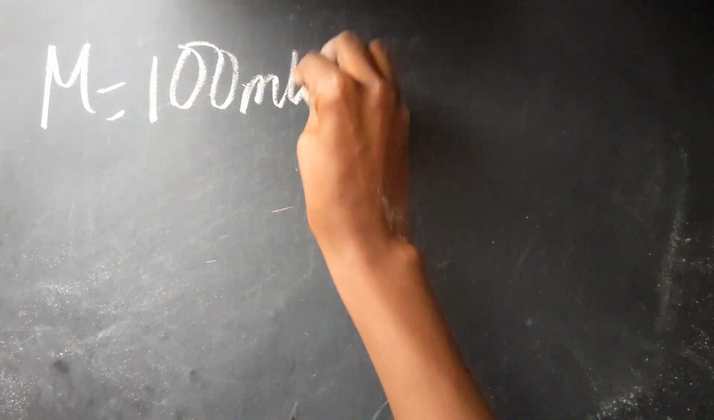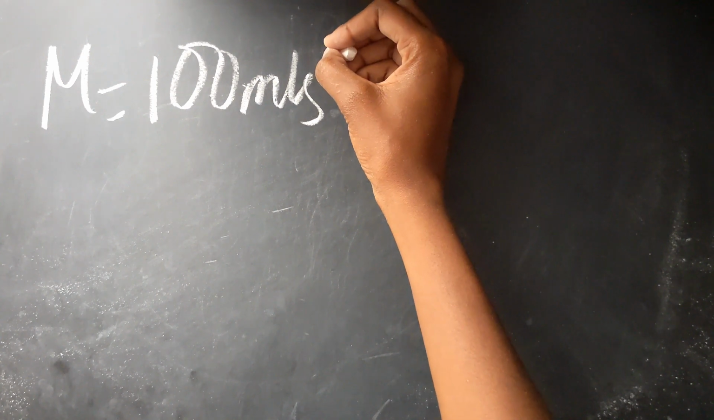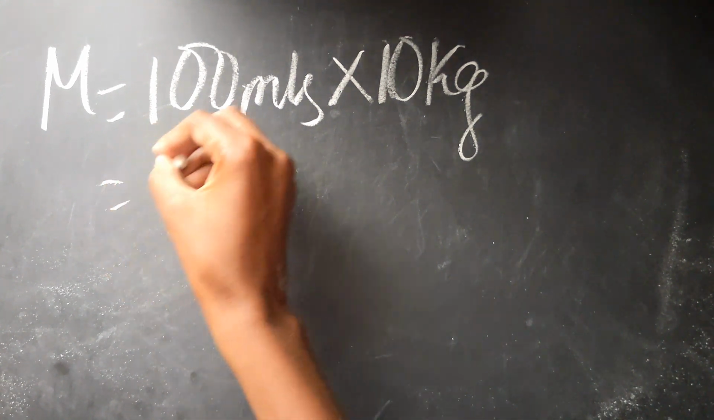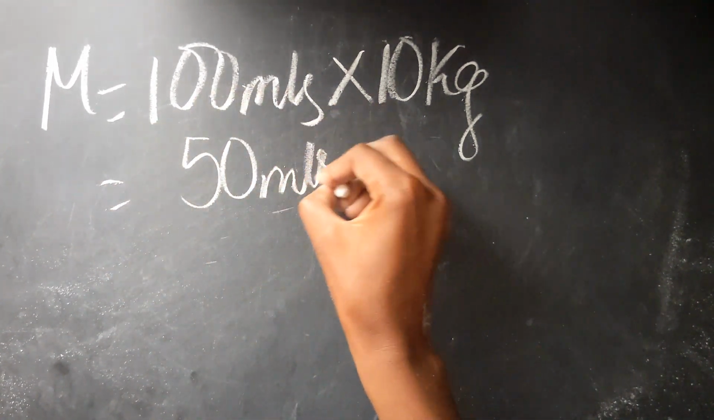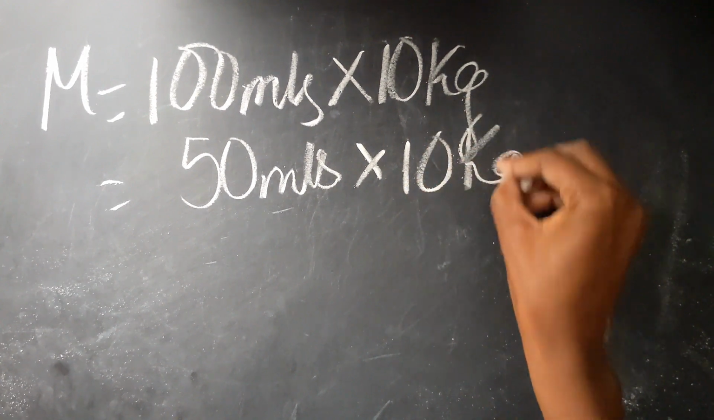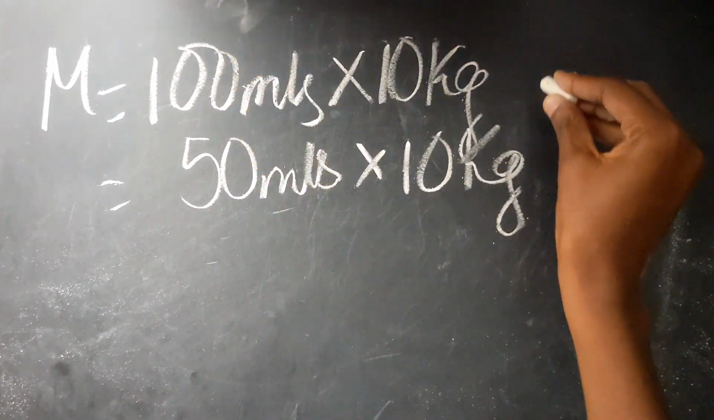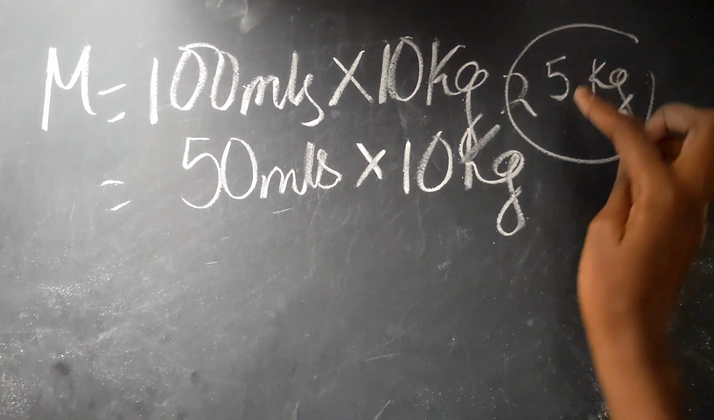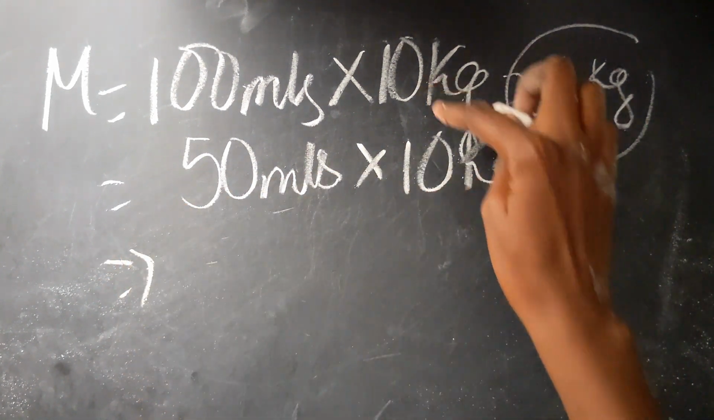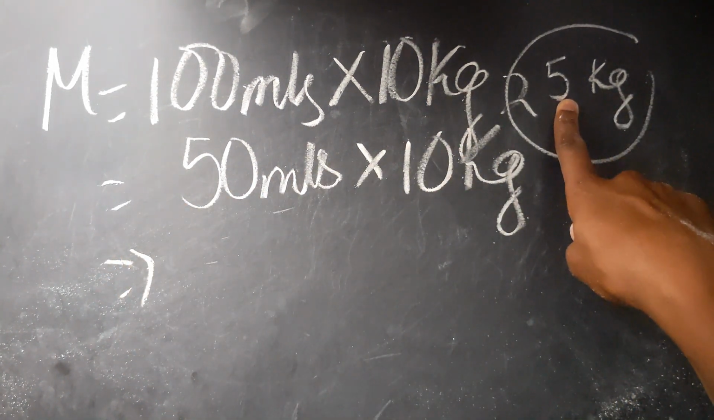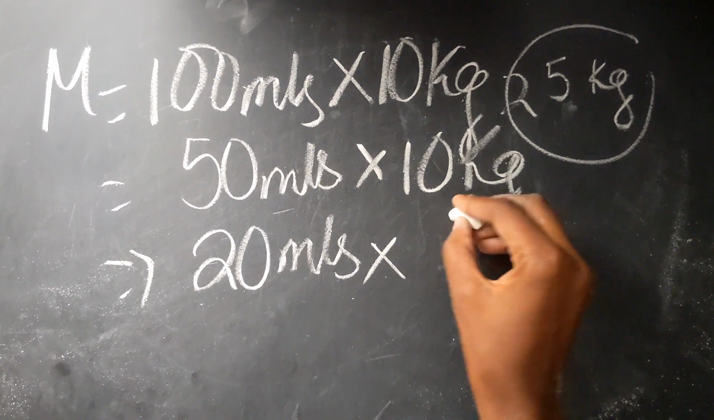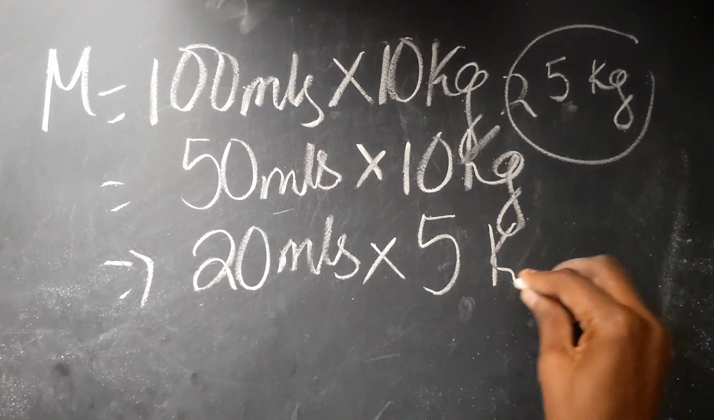So maintenance is equal to 100 mils by what? 10 kg. Okay, 50 mils by the next 10 kg in that 25. Remember, we're dealing with 25 kg, the body weight of your patient. So 10 plus 10, that's 20, right? Then a 5 is remaining here. So the 5 that is remaining, you will multiply by 20 mils, so times 5.